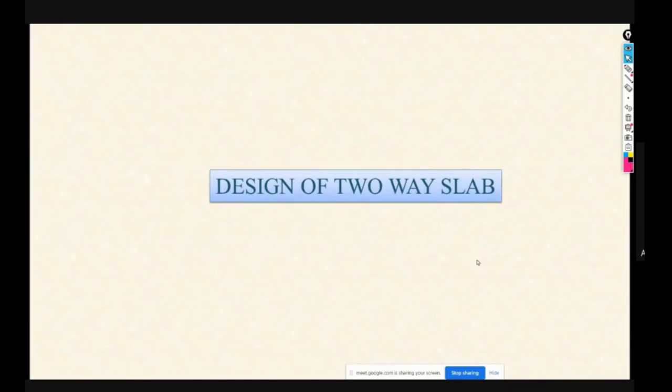Basically, in the one-way slab we are providing the main reinforcement only in one direction, the shorter span. But in the two-way slab, we are providing the main reinforcement in both directions, the longer span as well as the shorter span. So we have to calculate the bending moment in both directions, Lx and Ly. While calculating the bending moment, some guidelines are given in IS 456, and we have to follow those guidelines.